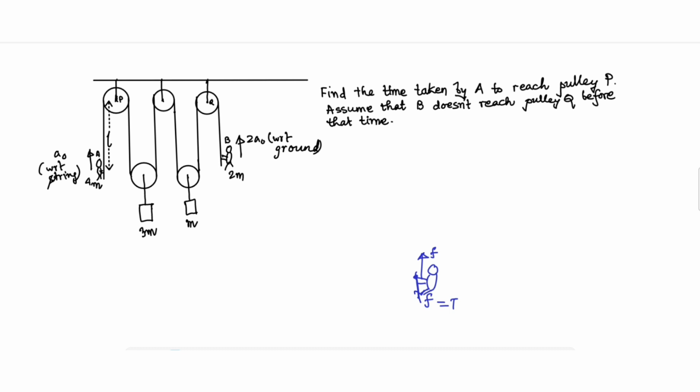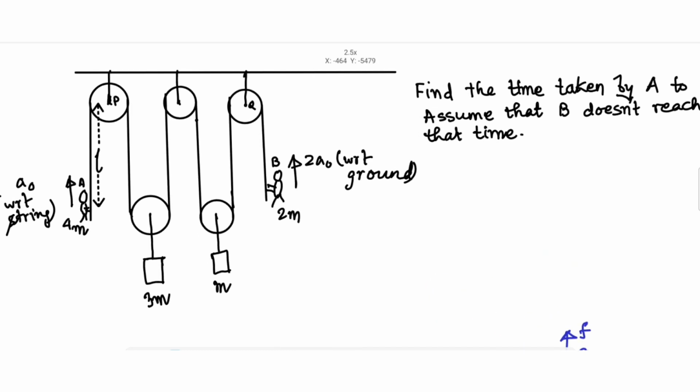And one important thing is that since the string is ideal, that is massless, the tension at every point must be the same. If here it is T, then here also it must be the same tension, that is T. And since this pulley is massless, here it should be 2T, and here also it should be 2T. So that was the main thing.